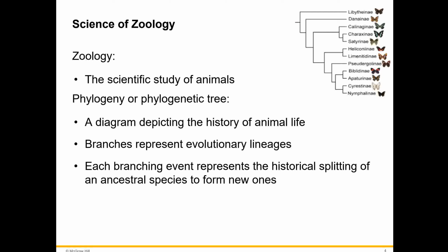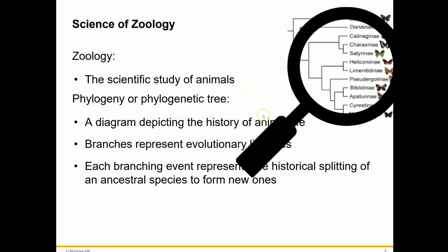But how do we study organisms and their relatedness? Well, we use a phylogenetic tree. You have to be able to use a phylogenetic tree in order to understand how animal life is related. A phylogenetic tree is a diagram depicting the history of animal life. Branches represent evolutionary lineages, and each branching event represents a historical splitting of an ancestral species to form new ones.